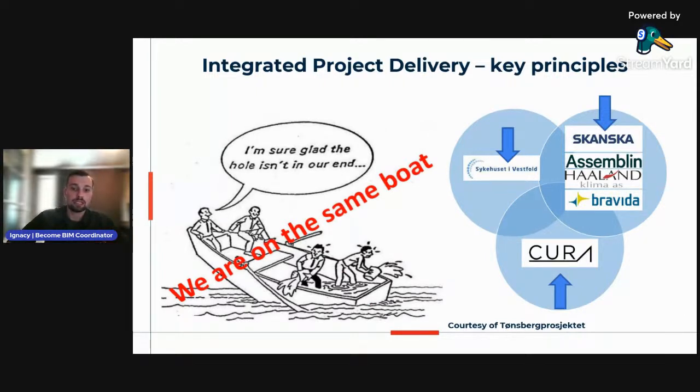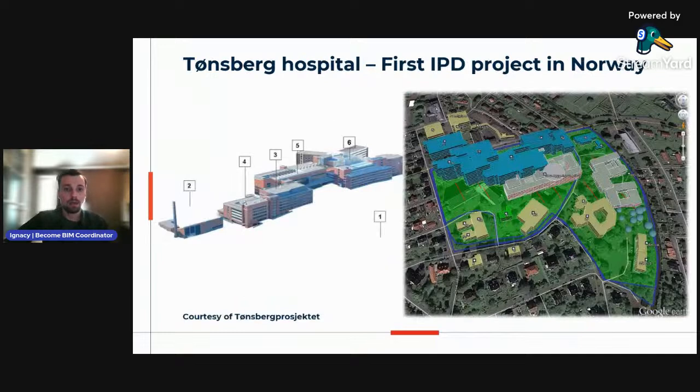So if the project exceeds the planned budget, each participant will lose. But if the building is constructed below the cost, each participant will gain. So in a way, all parties are in the same boat. So IPD, same as Lean, encourages collaboration among participants, which makes the project more efficient and completed according to schedule and budget. I would like to briefly present the project.